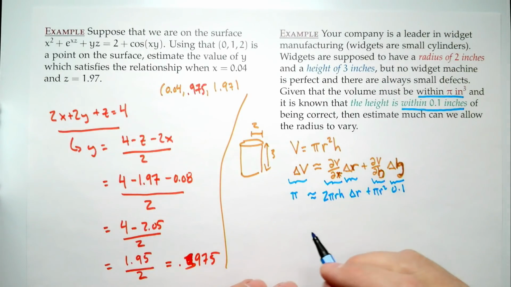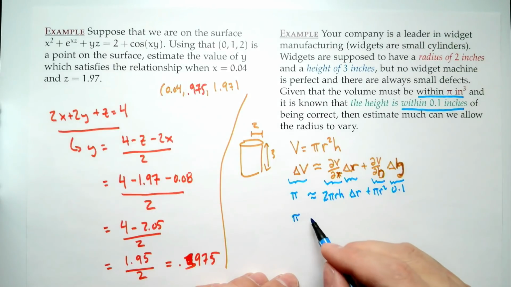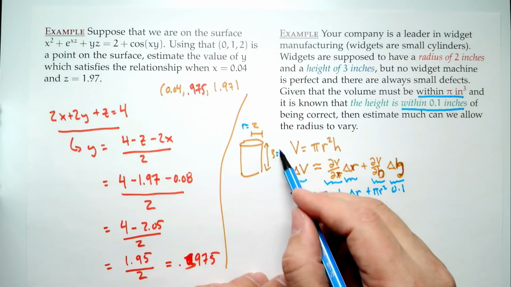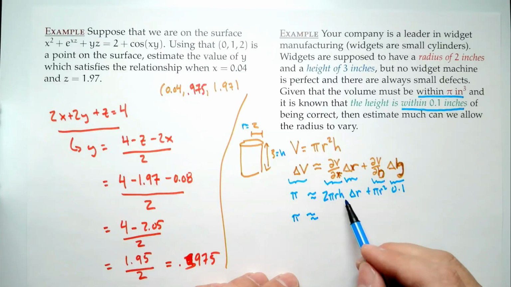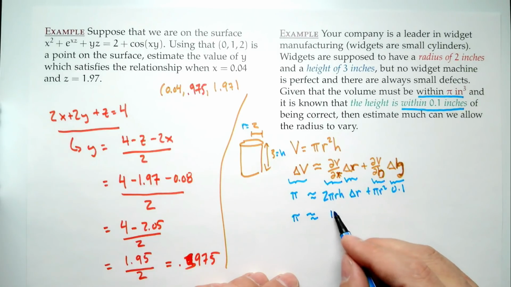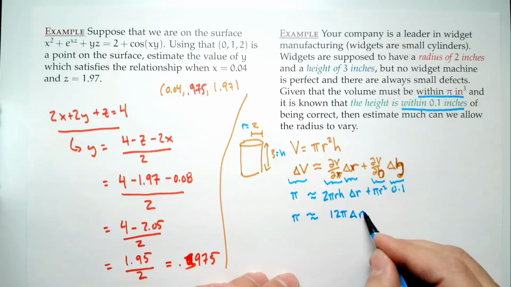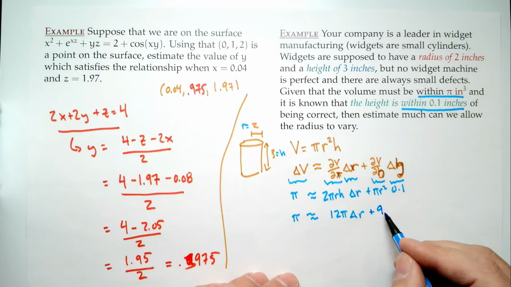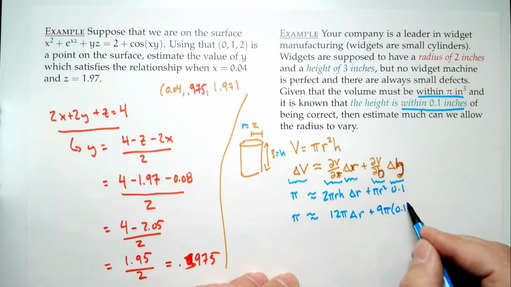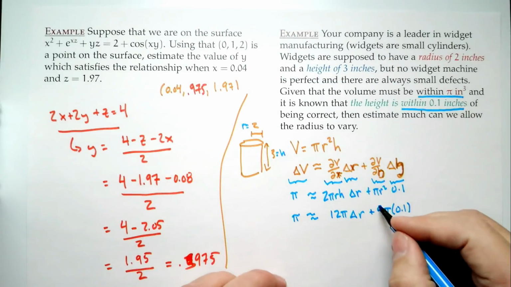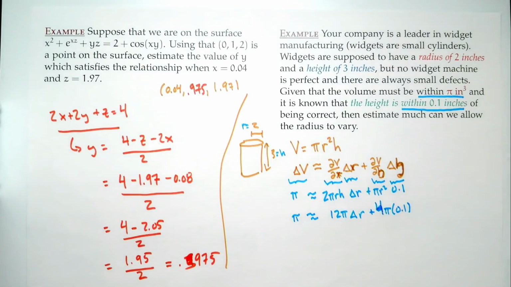squared times 0.1. But of course, we know r and h because we were told r should be 2 and h should be 3. So 2 times pi times r times h, well, that would be 2 times pi times 2 times 3, which would give us 12 pi delta r. And then pi r squared, well, that would be 4 pi times 0.1. Sorry, 4 pi. Thank you. Good. I was worried.